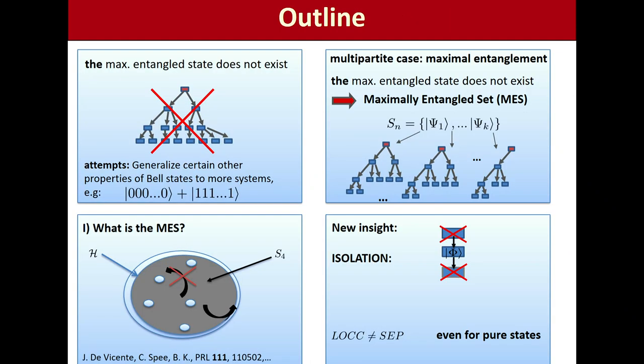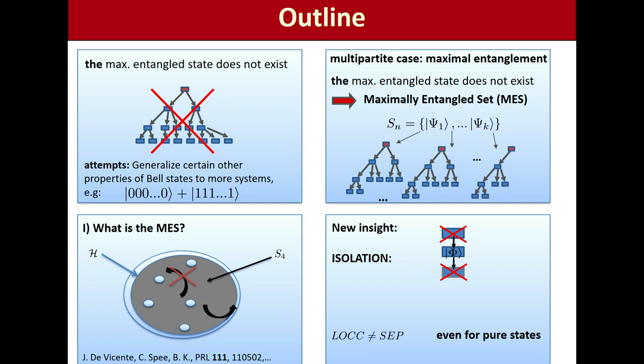So now, let me give a short outline of how I want to proceed in this talk. First of all, we will address this problem of maximal entanglement. What should we call maximal entanglement in a multipartite setting? There are several other attempts in the literature where certain aspects of the Bell state, the maximally entangled bipartite state, have been generalized to the multipartite setting. What I would like to do here is to take the operational approach. So what I would like to call maximally entangled is really the optimal resource under the restriction of LOCC. And what you will see is that we will have to introduce a set of states, and this set will be maximally entangled if I can go with this set to any other state in my Hilbert space.